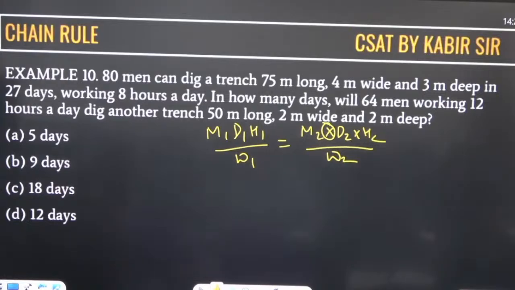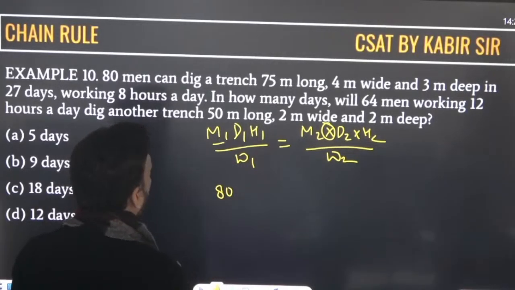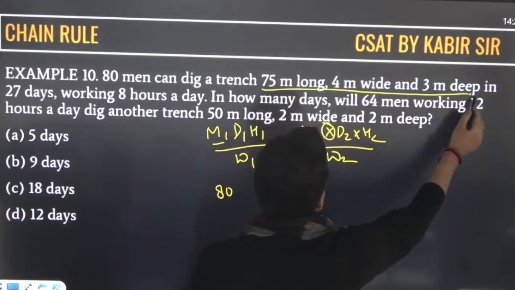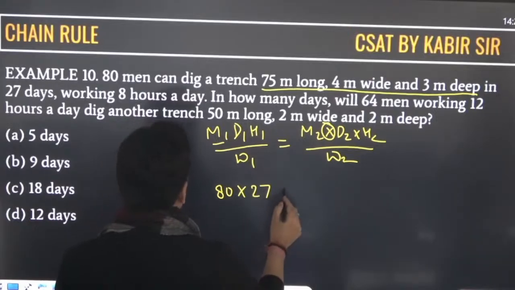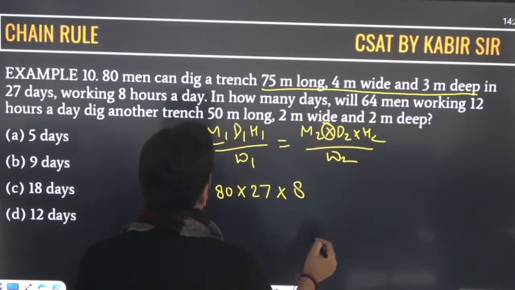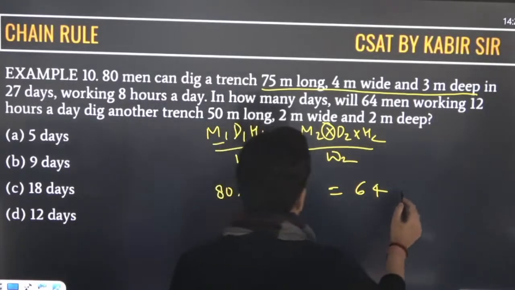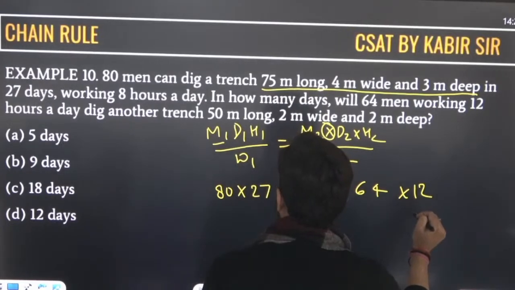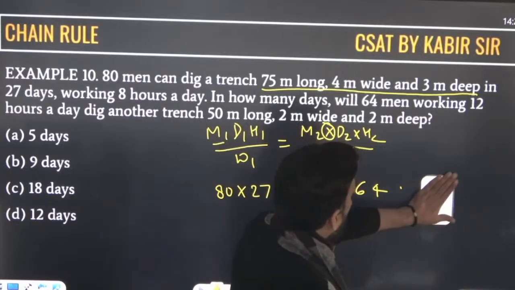So, 80 men. M1 is 80. So the trench is this one. 27 days they are taking and working 8 hours. Then 64 men working 12 hours a day. How many days do we have to find?